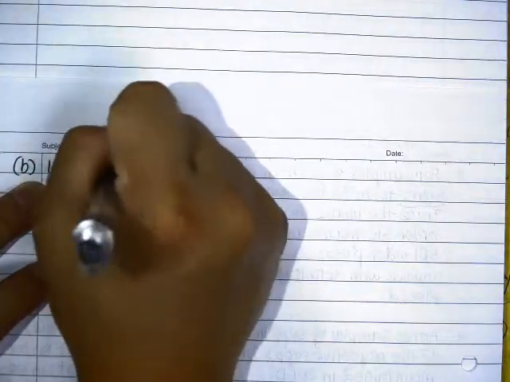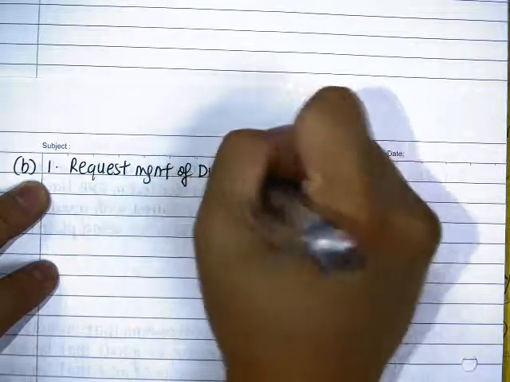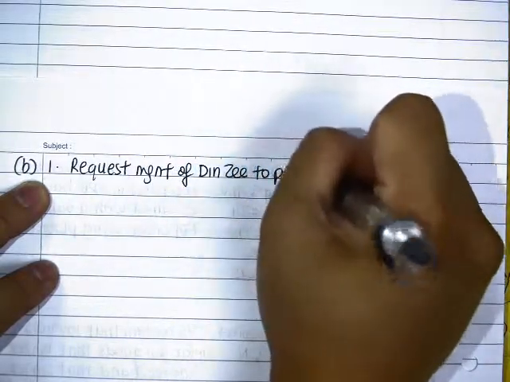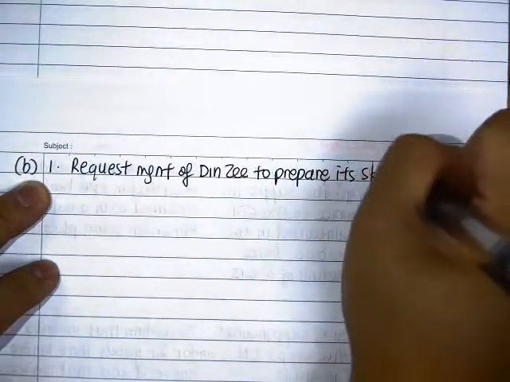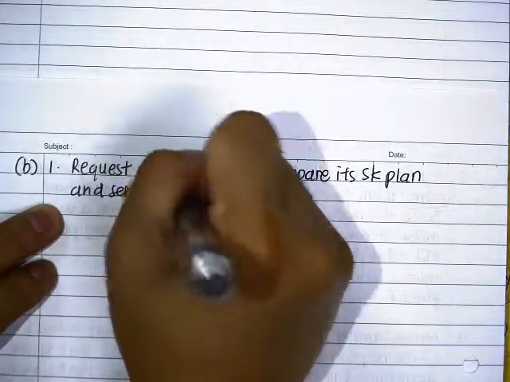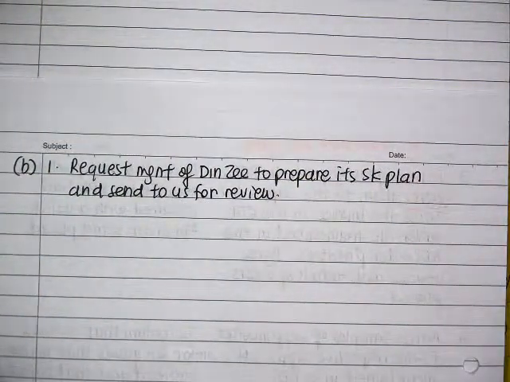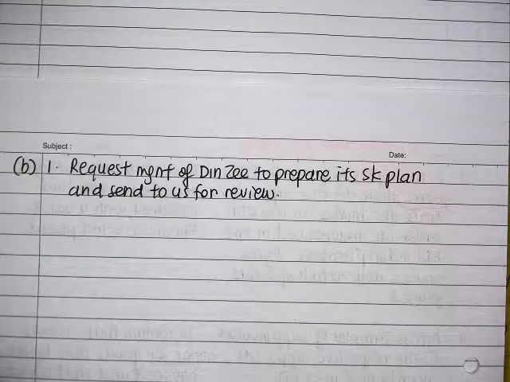Four things. First, request management of DINC to prepare its stock take plan and send to us for review. That must be the first thing, right? Then you say, I will review the plan. How do you review the plan when you have not asked them to give you the plan? Correct. So you must say, I'll ask them to prepare a plan and give it to me.